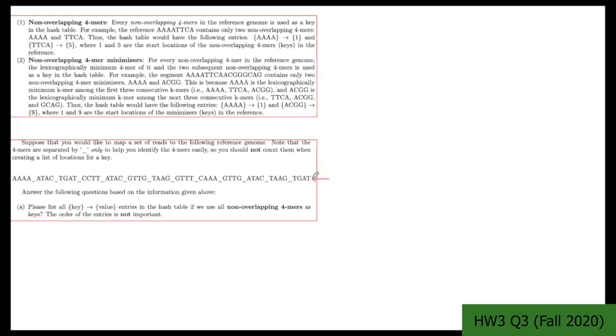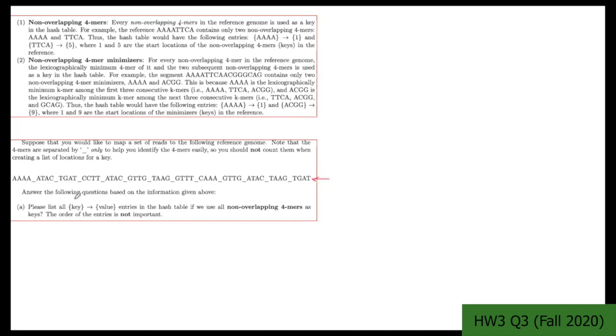So this is the reference genome. And note that we already separated by underscore such that you already know where the k-mers are, so we save your time and you don't make mistakes while you count every 4 characters. So answer the following question based on the information given above.